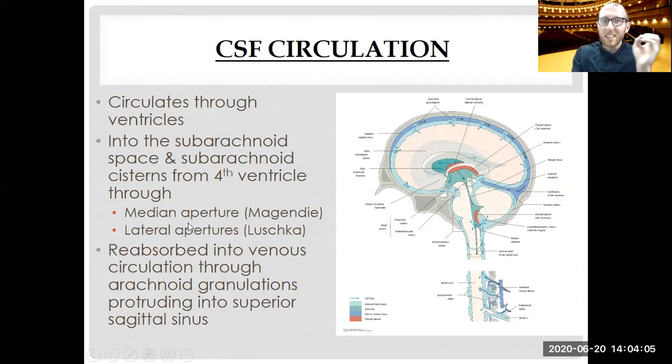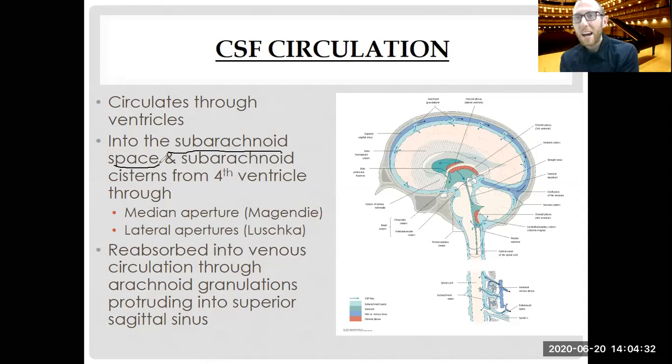We've got median and lateral apertures to get from the ventricles to where? Take 5 or 10 seconds to think. If you're in the ventricles, where are you trying to go? If you've read the slide, you might be able to say that we're trying to get to the subarachnoid space, back to the meninges, brain, spinal cord, subarachnoid space. Hopefully it's all starting to connect, but that's where we're trying to get to.